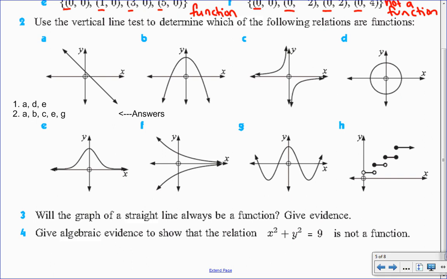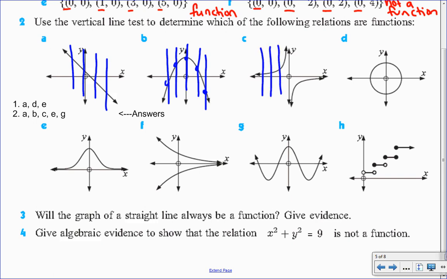So vertical line test, as you can see in A, this relation is a function because it passes the vertical line test. Every vertical line hits the function only once. Same with letter B. It is a function because every vertical line only hits the function at one point. Same with C.